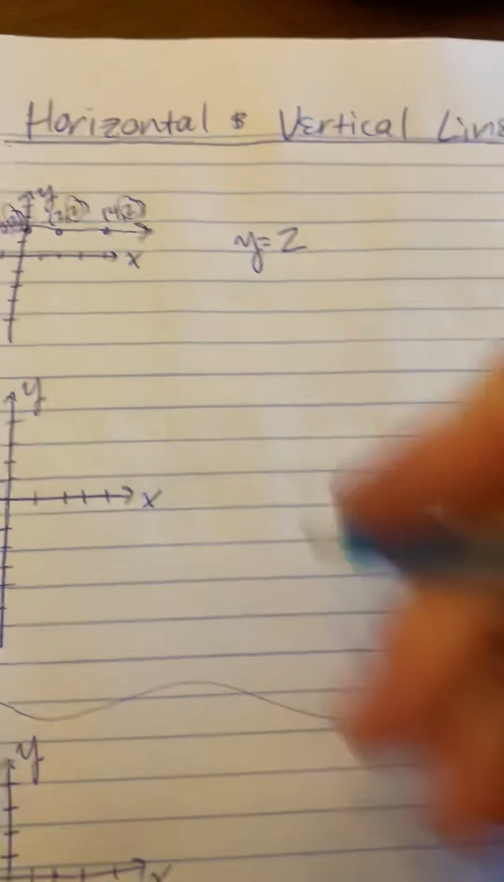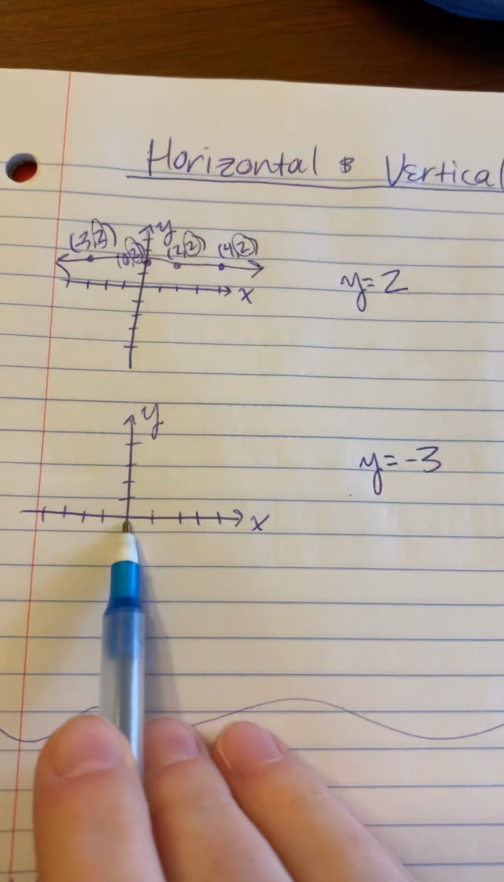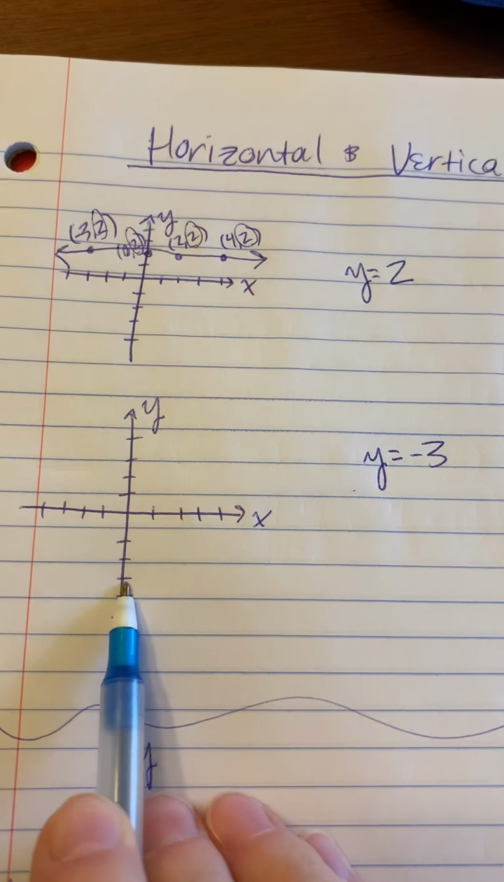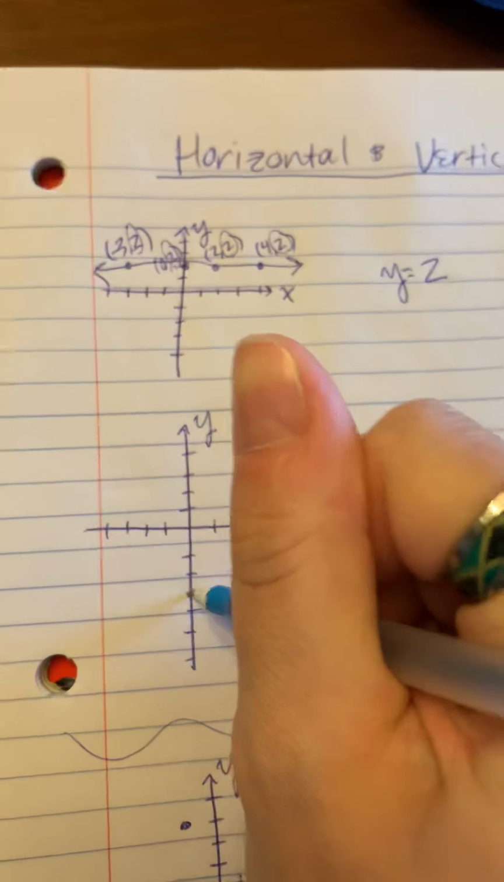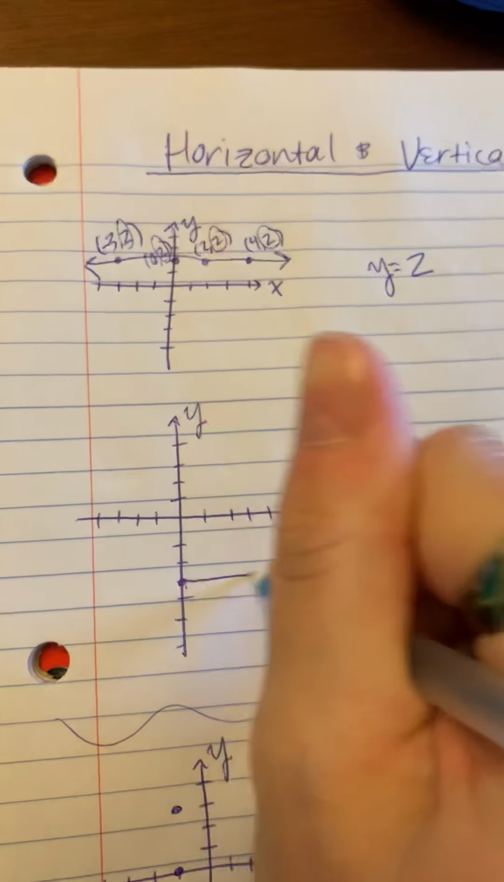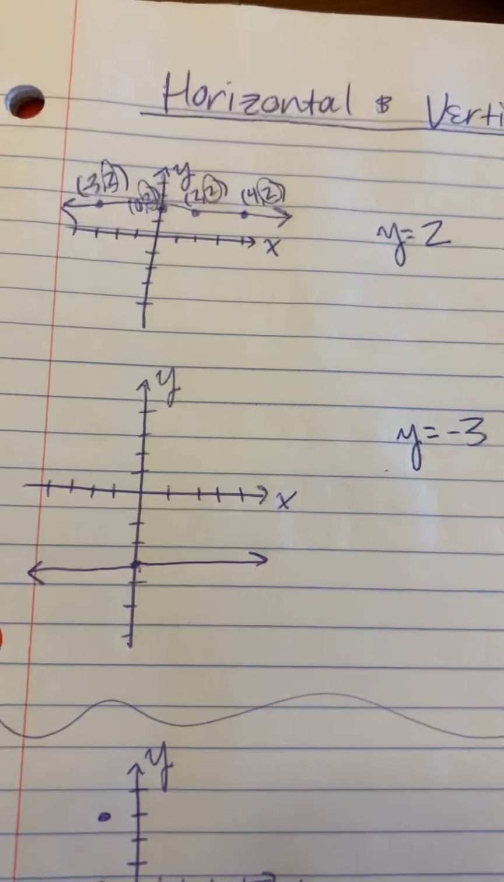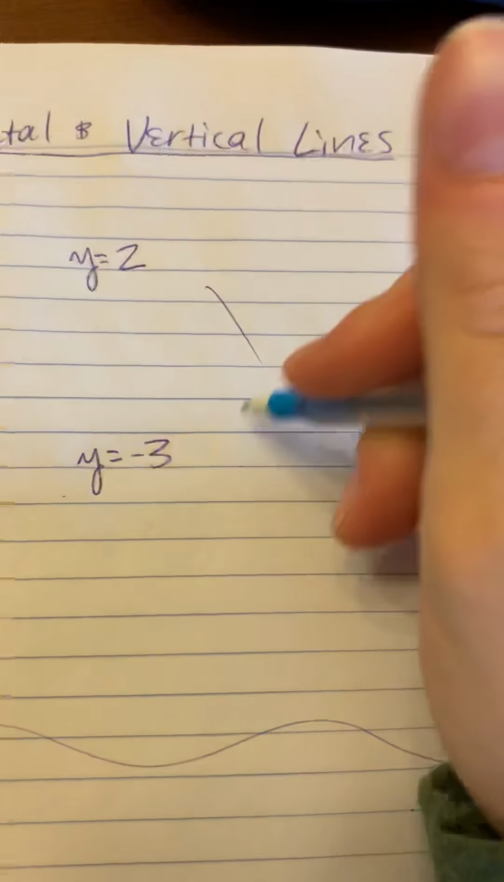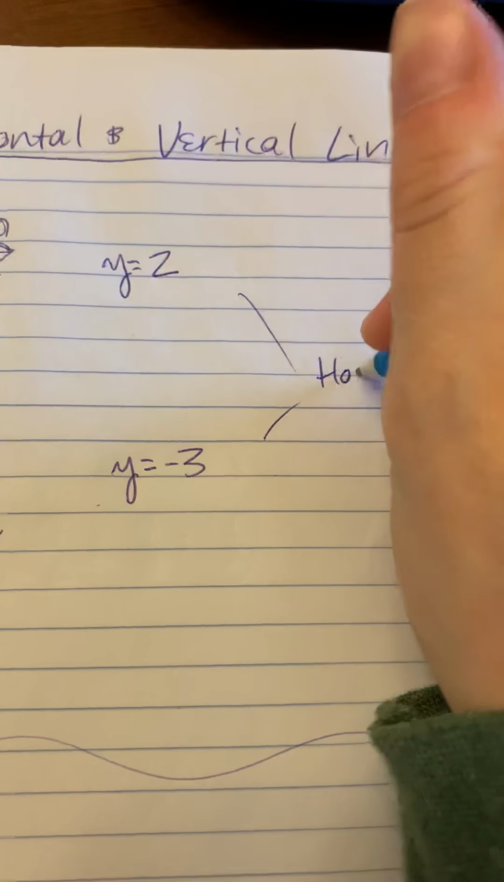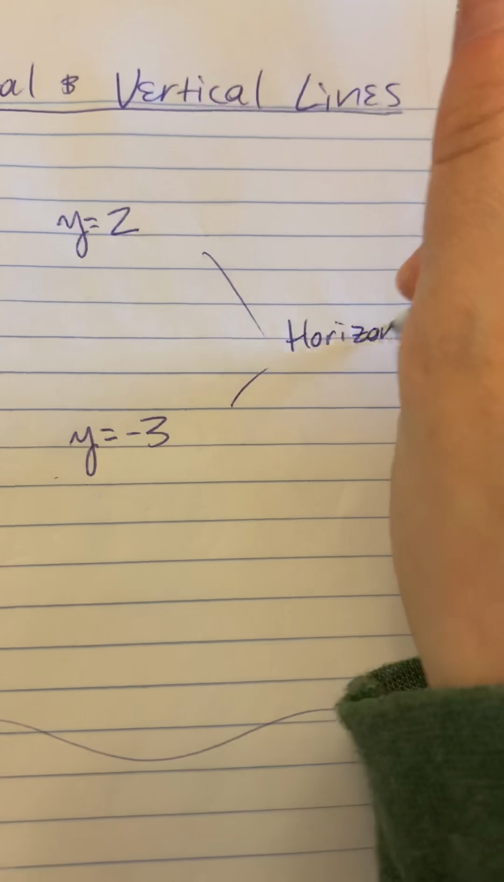So if I want you to just go ahead and graph a horizontal line, like y equals -3, I would want you to go down to where it's -3 on the y-axis. You put a point, but then you just go straight across. And that's the whole line. These are horizontal lines.